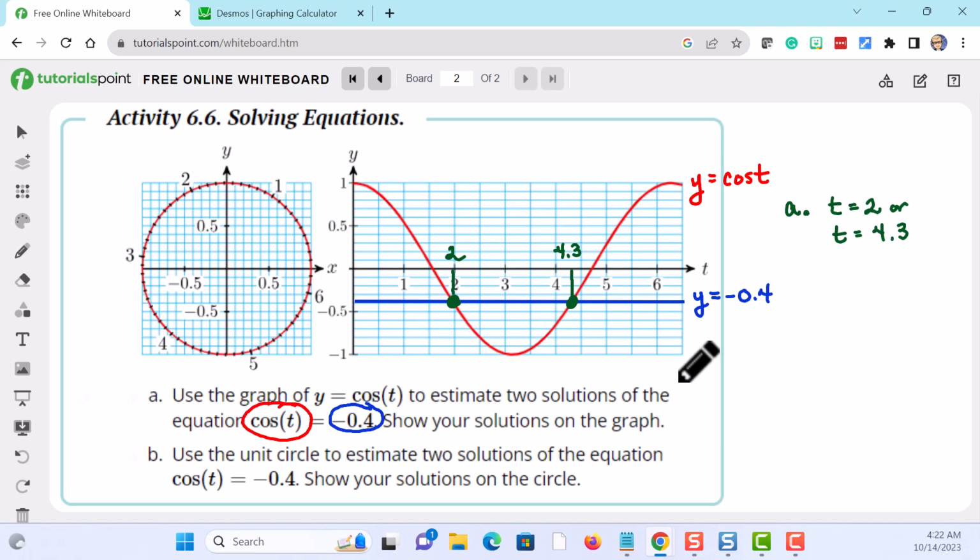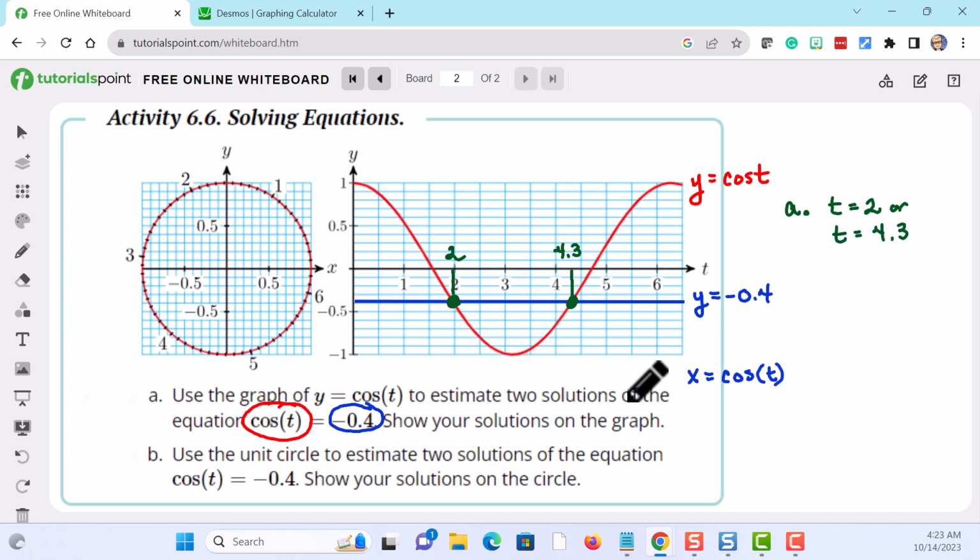In part B, it says use the unit circle to estimate two solutions of the equation cosine of t is equal to negative 0.4. Show your solutions on the circle. So same equation, but just using the figure on the left instead of the graph on the right. So what we need to recall is that on the unit circle, x is equal to the cosine of t.